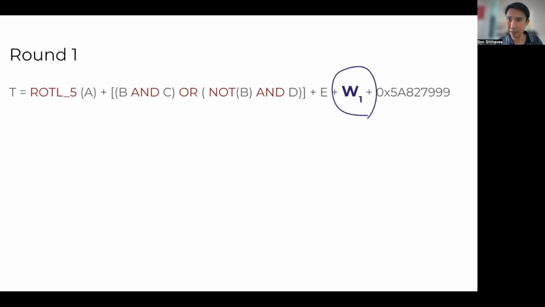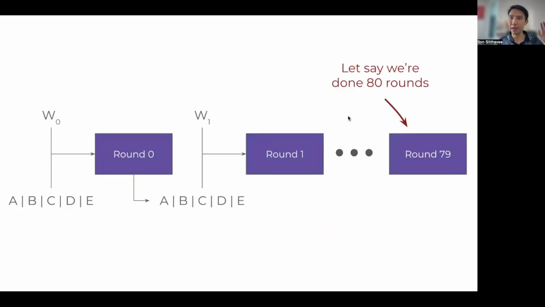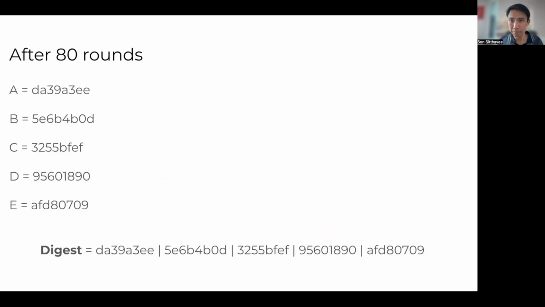Okay, this is round one, then the second round, and as you can see we use different words. This is going to be the second word, and then we do the chaining updates again. Let's say we do all 80 rounds.